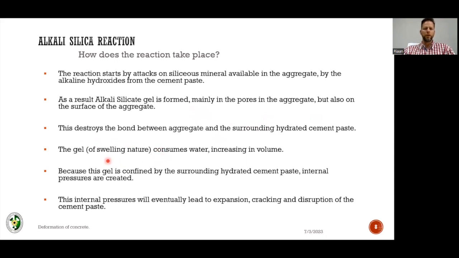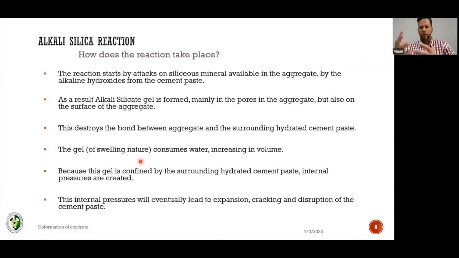The gel is unfortunately of a swelling nature, it consumes water and it increases in volume. Now, because this gel is confined in the surrounding paste that has completely surrounded these aggregates, pressure builds up, and these pressures at some point overpower the tensile forces that your concrete has. Now, the rule of thumb is that a 30 MPa concrete would typically have a 3 MPa tensile strength. The rule of thumb is about 10% of your compressive capacity would be your tensile capacity. Now, it doesn't take long for it to overpower this tensile force.